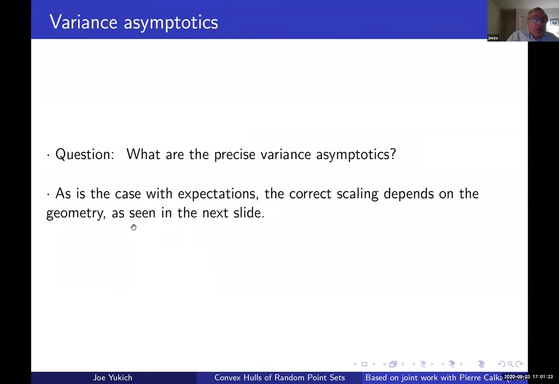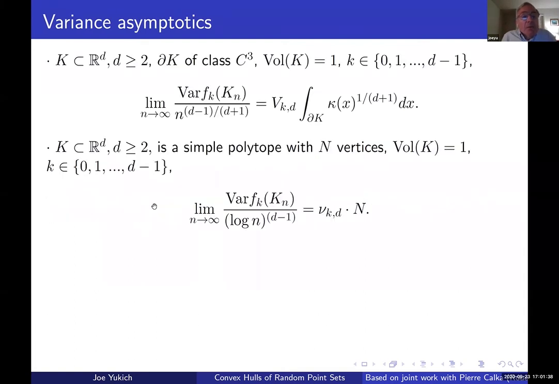Okay, so we've looked at expectation asymptotics, and now one can ask, what are the precise variance asymptotics? And as is the case with expectations, the correct scaling depends upon the geometry. For example, if the boundary of K is of class C3, then the variance of the convex hull of an n-point set scales like n to the (d minus 1) over (d plus 1). And it has the same limit as one had in expectation asymptotics. The only difference is the coefficient of the affine surface area. So the variance asymptotics scale in the same way as expectation asymptotics.